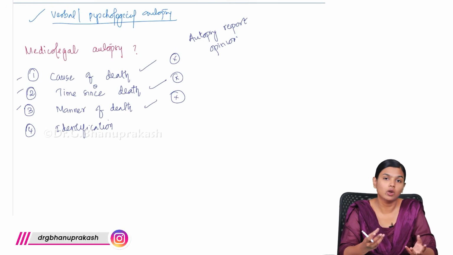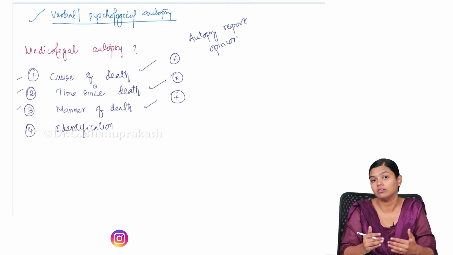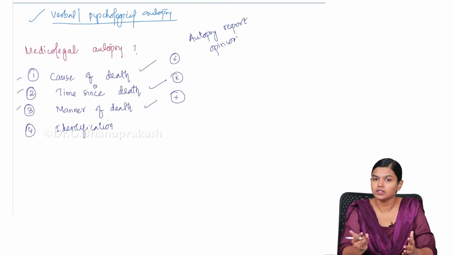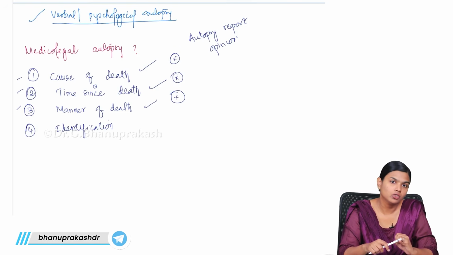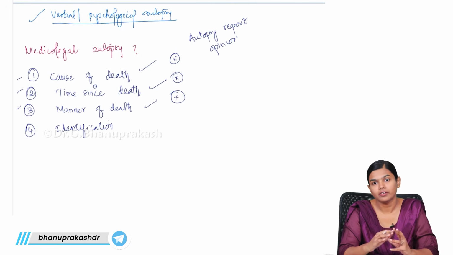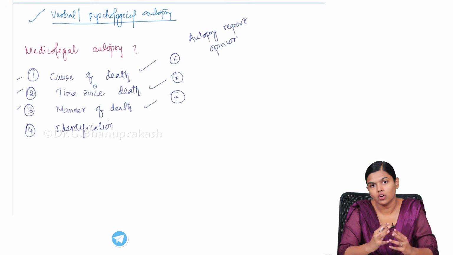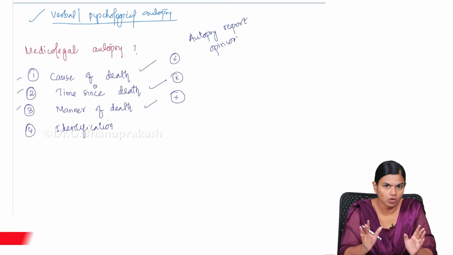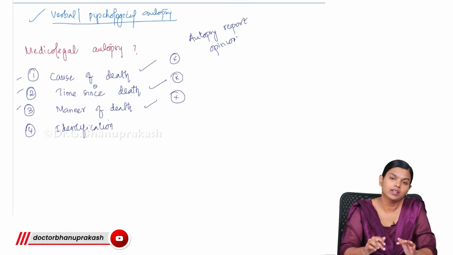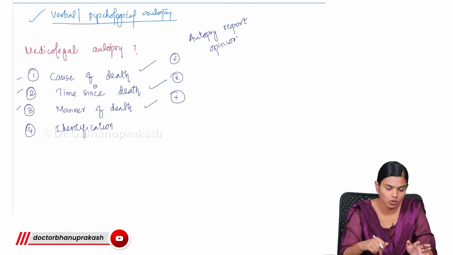Sometimes you will be getting only bones, or sometimes you will be getting a dead body which is in an advanced state of decomposition. Under such cases, you have to do identification. You have to know the sex of the body, the probable age of the body, and the race. All those gross identification features, you should be able to tell the investigating officer. So this identification is very important if it is an unknown body.